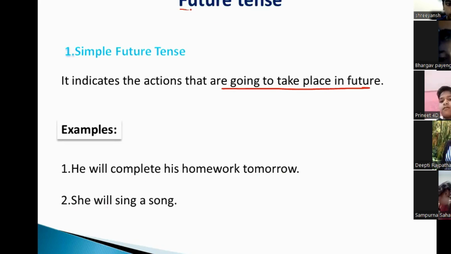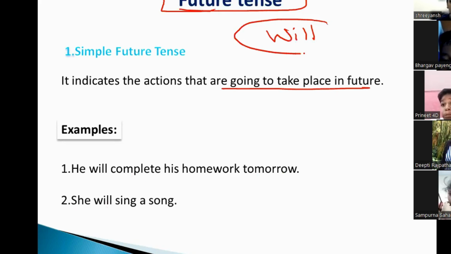And basically, how will you recognize the future tense? It's going to have will in the sentence. When you have will as your helping verb in the sentence, then simply you have to understand that it is a future tense. This is the main thing about the future tense. When you have will in your sentence, it definitely represents the future tense. Clear, everybody?